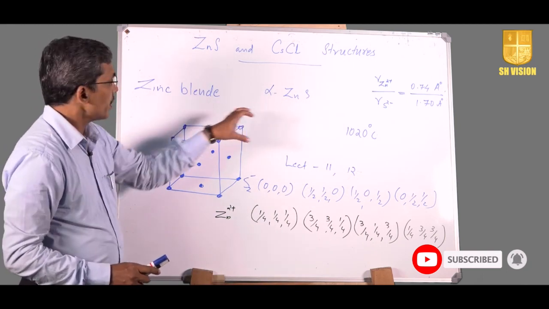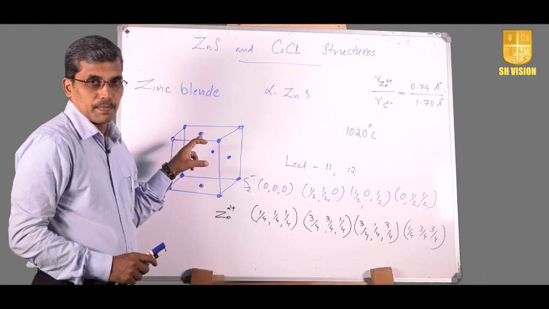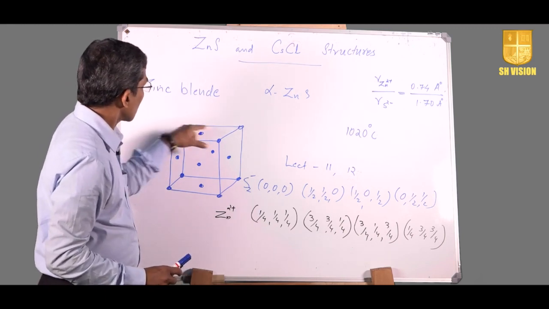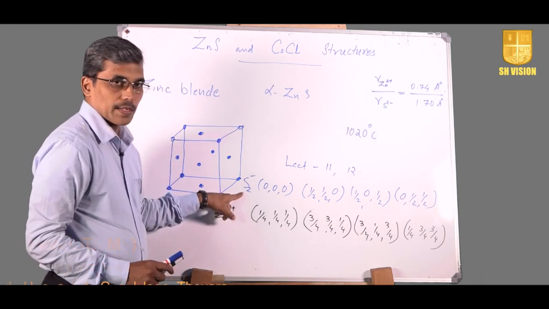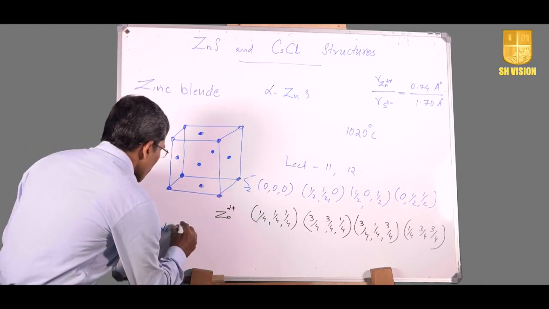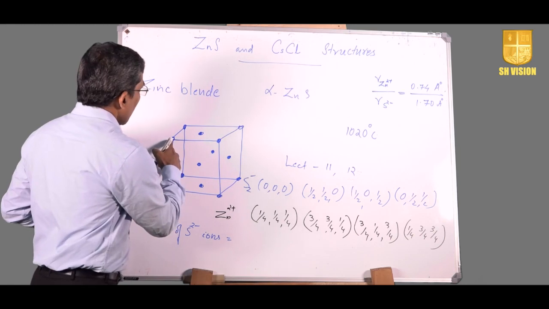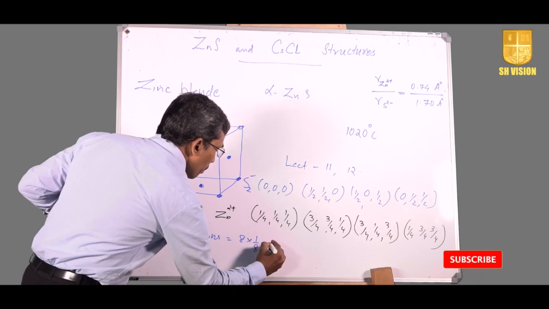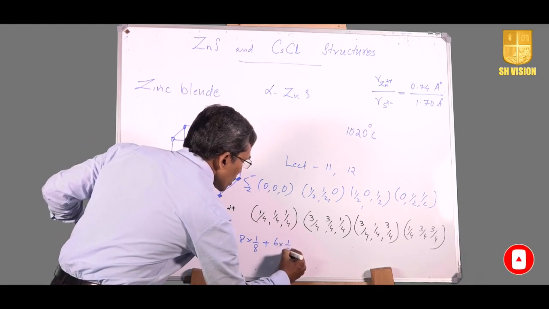So when we go to the unit cell of zinc blende structure, it is a face-centered cube. The 8 corner positions and 6 face-centered positions of this cube are occupied by sulfide ions. So the number of sulfide ions is equal to 8 into 1/8 contribution from the 8 corner positions, plus 6 into only 1/2 contribution from the 6 face-centered positions.